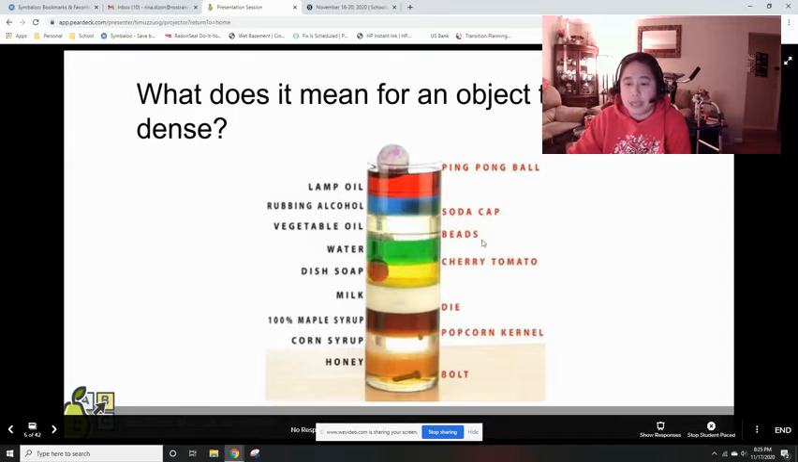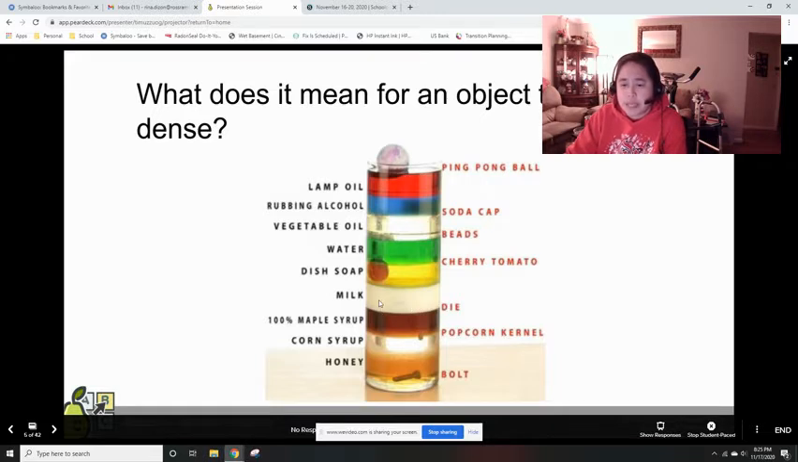So if you had all of these items and all these liquids, you actually could make this density column. Honey would be the most dense liquid, and then lamp oil, which is used for burning oil lamps, is actually the least dense because it has the least amount of matter per unit of volume. And then you can float a ping pong ball on top of it, which makes sense because a ping pong ball is hollow, doesn't have very much matter in it, so it'll float on top.